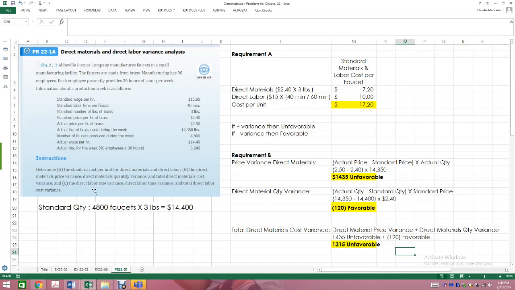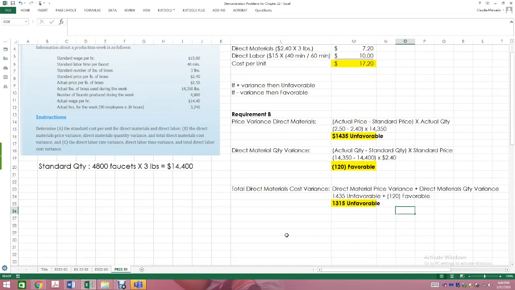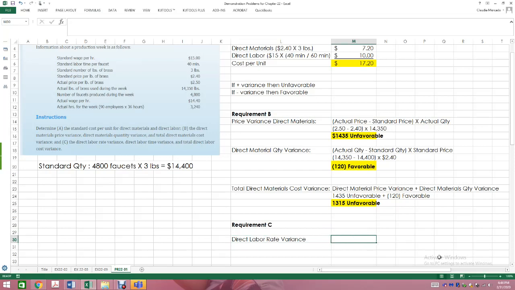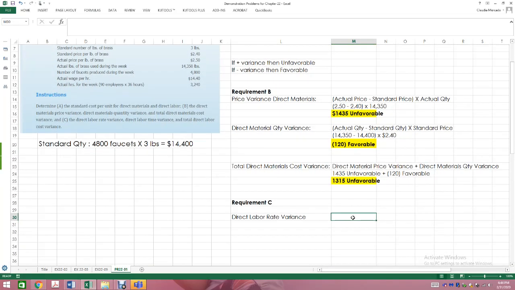Requirement C is we're going to calculate the labor. Now we're doing labor. Okay, requirement C. Let me get this requirement C down here. Okay, so requirement C is we have our direct labor rate variance. I was meaning to put it down here. Direct labor rate variance. Okay, so my direct labor rate variance.